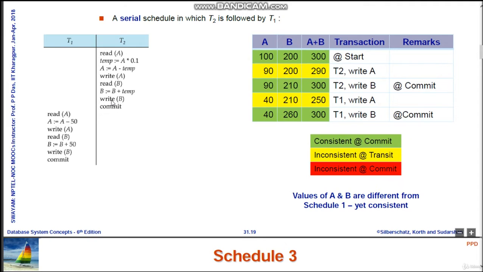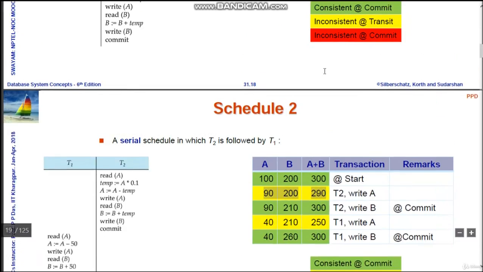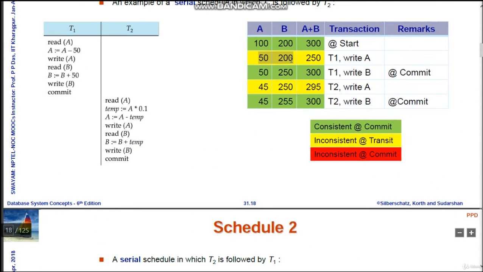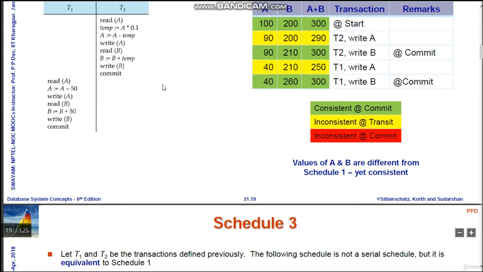Now at write b, a and b both are updated. How? A is deducted and b is gained. So 90 and 210, which gives 300, so its value is the same. So you can see here that at the transition state values are changed, and that affects the order of execution. You can see the same for this.